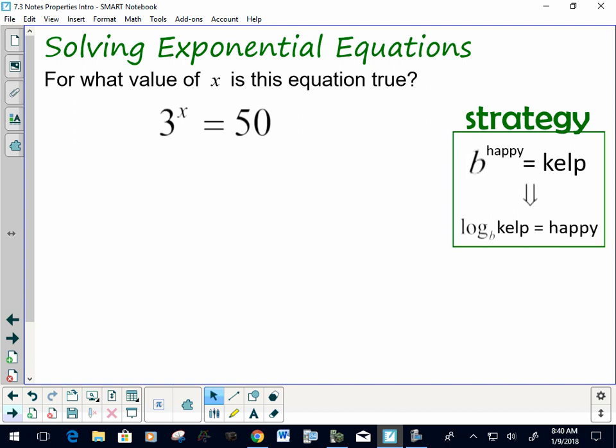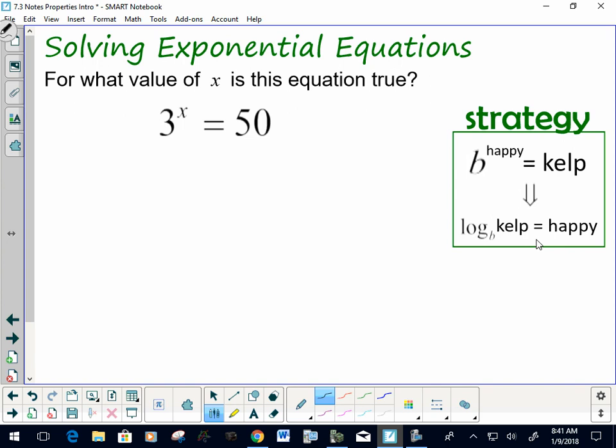When we're solving exponential equations, the strategy that we're going to be using is to take that exponential equation and actually convert it into a logarithmic equation. So over here on the side, I have the strategy. If you know that b raised to the happy power is equal to kelp, then that means the log base b of kelp is equal to happy. So those two equations are identical. They're just two different versions of the same equation.